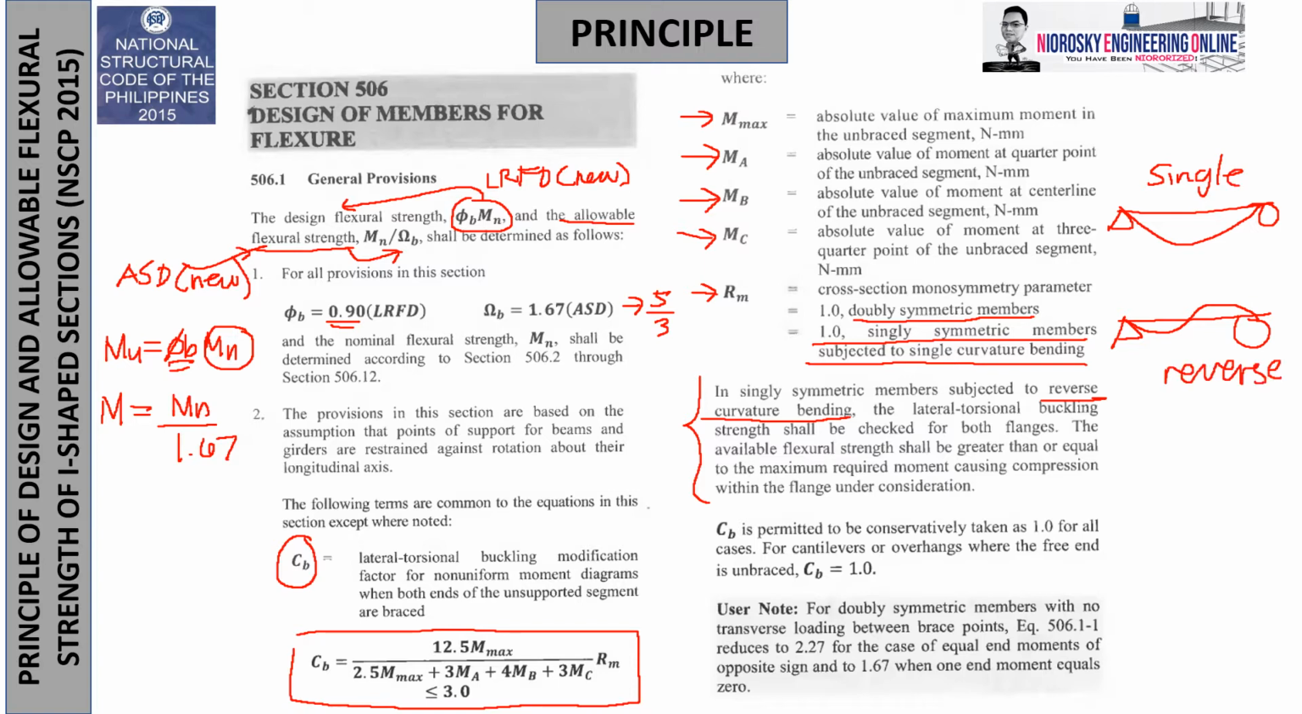So, iba ang treatment. Ang tanong dyan, paano kino-compute yung R sub m ng reverse? Hindi na mention ng code ng NSCP 2015. So, how do we interpret that? Later, I will try to discuss paano kinocompute yung R sub m.